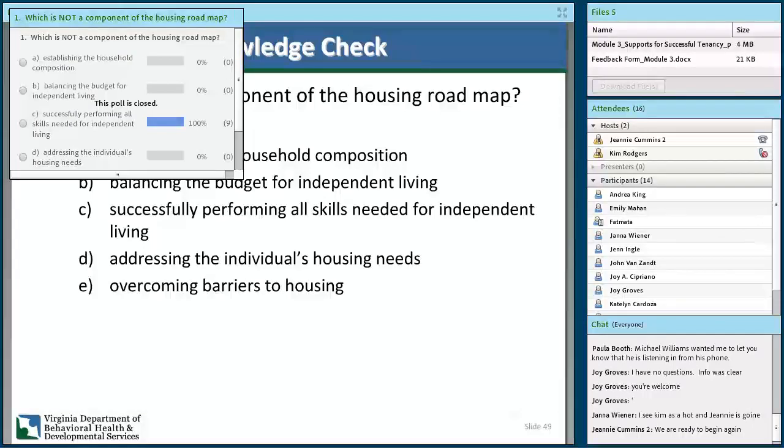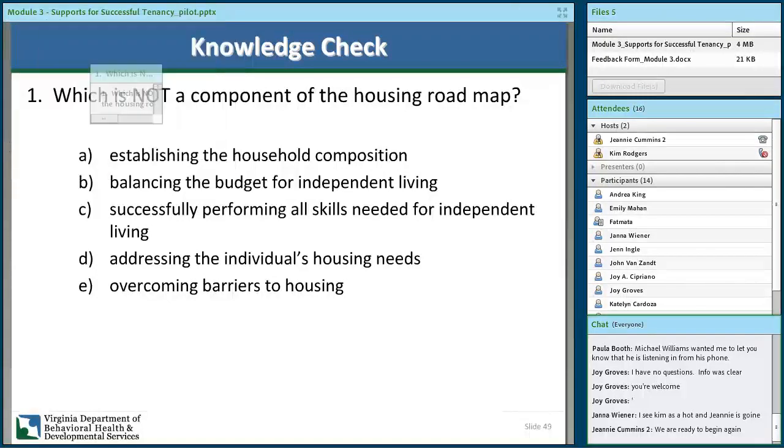All right. Everybody who responded did get it correct. The correct answer is C, successfully performing all skills needed for independent living. Individuals don't have to demonstrate they can perform all independent living skills before moving to their own home. Rather, they may have to secure any supports they may need to obtain and maintain their housing. Other steps on the housing roadmap include establishing household composition, balancing the budget for independent living, addressing individual housing needs, and overcoming barriers to housing.